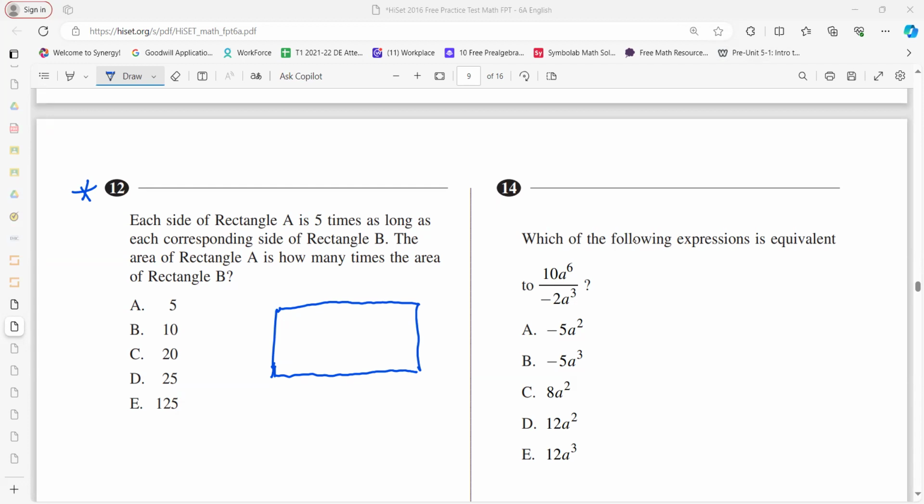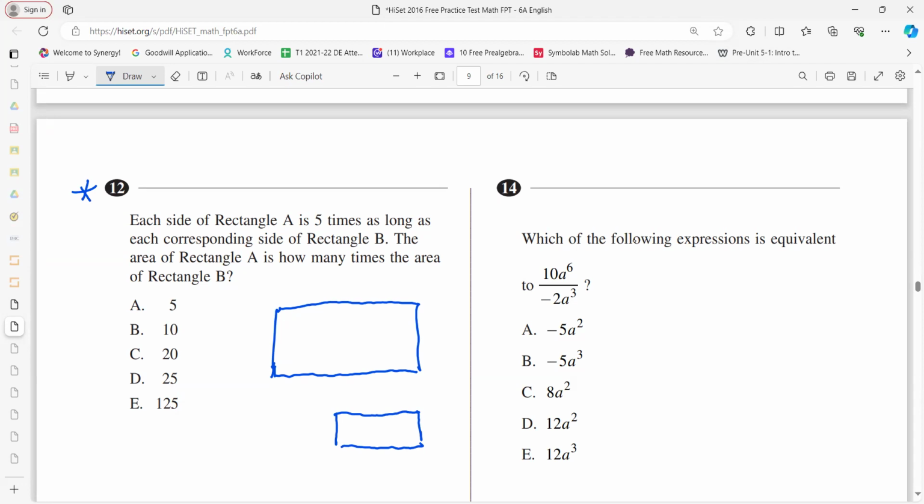All right, so let's start by looking at number 12. Now, it says that each side of rectangle A is 5 times as long as each corresponding side of rectangle B. The area of rectangle A is how many times the area of rectangle B?